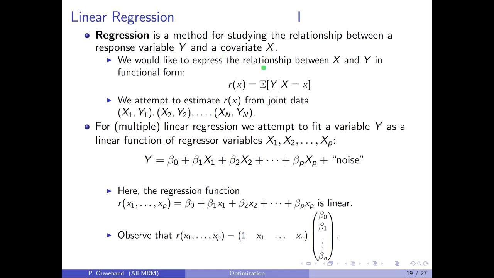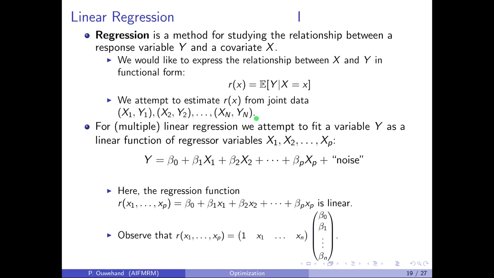In particular, we would like to express the relationship between x and y in a functional form, r of x, where r of x is the conditional expectation of y, given that we know that capital X is equal to x. In general, r of x will be assumed to have a particular functional form, and so we typically won't get exactly the conditional expectation, but something that approximates it. We attempt to estimate the coefficients of the functional form for r of x from the data that's observed.